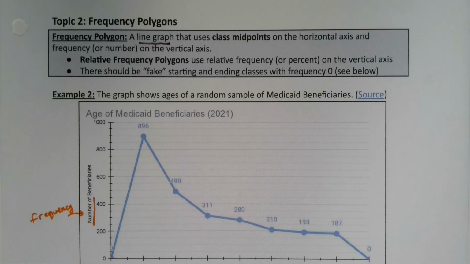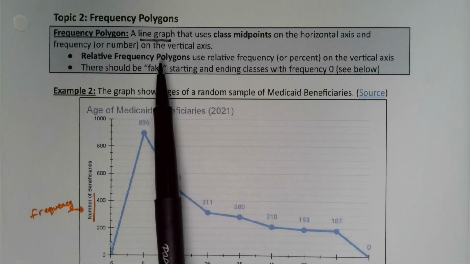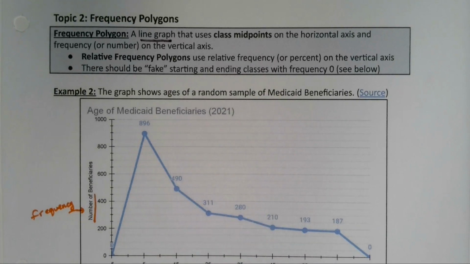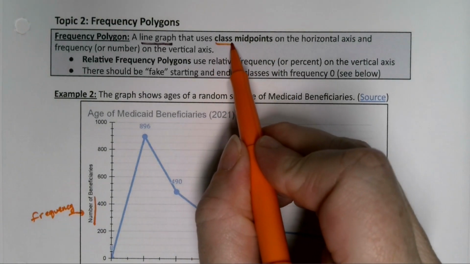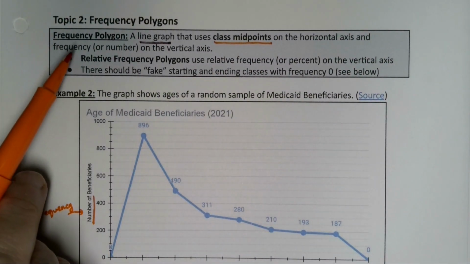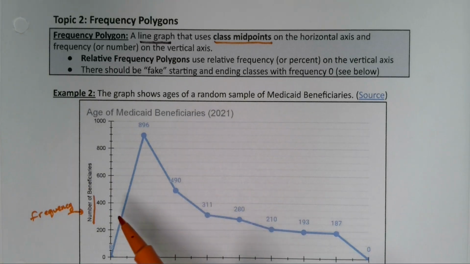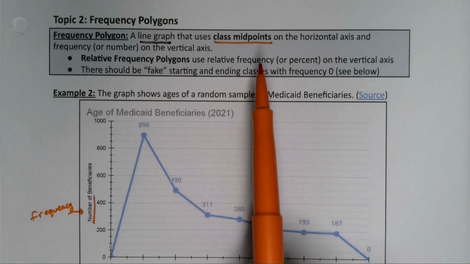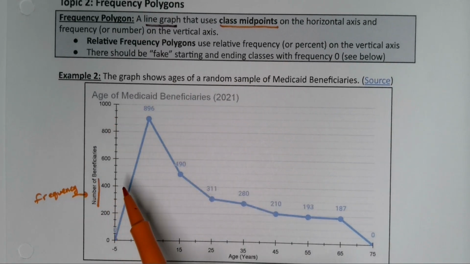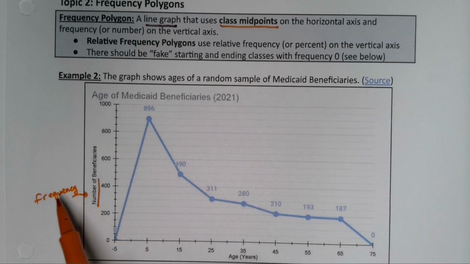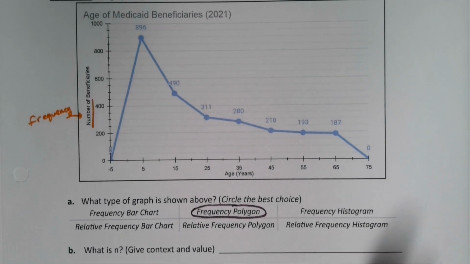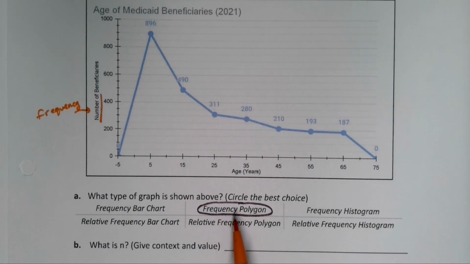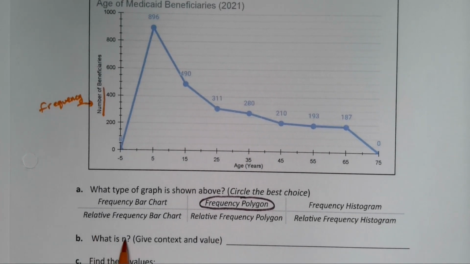So we're going to leave tables behind and start looking at a couple more graphs. We have here a frequency polygon. Now frequency polygons are line graphs that use the class midpoints on the horizontal axis and either the frequency or number on the vertical axis, or if you're doing a relative frequency polygon, it would use the relative frequencies. So this particular graph, because it has number of over here, that's a frequency, which means this is a frequency polygon right here. Now it wants to know what n is.